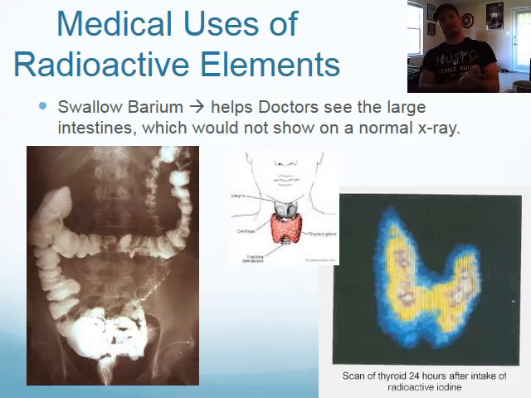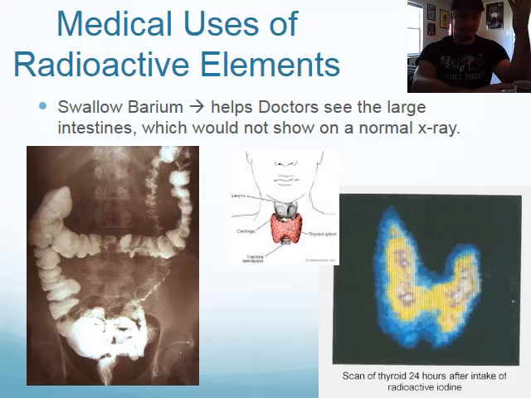So what we have here is, how many of you, well, I'm just talking to kind of like one person right now, I guess, but have you ever had an X-ray where they had you swallow something beforehand? Well, chances are if they had you swallow something beforehand, what you swallowed were radioactive isotopes. What that does is it allows the doctors to see soft tissue that normally would not show up in an X-ray.